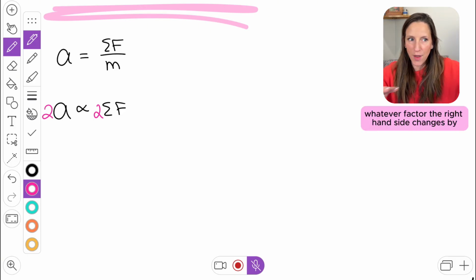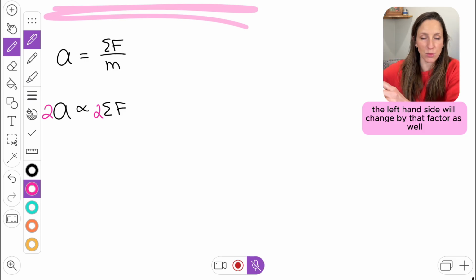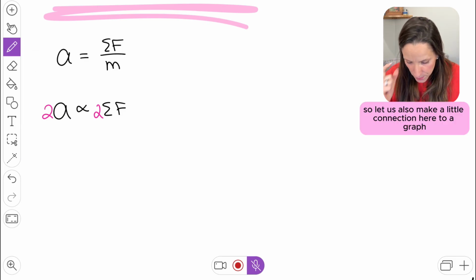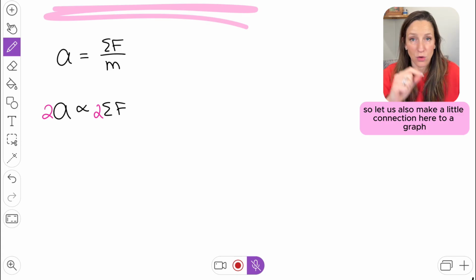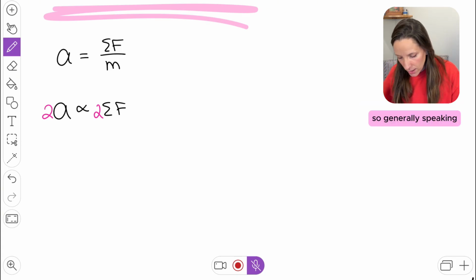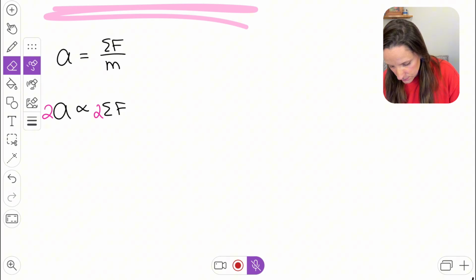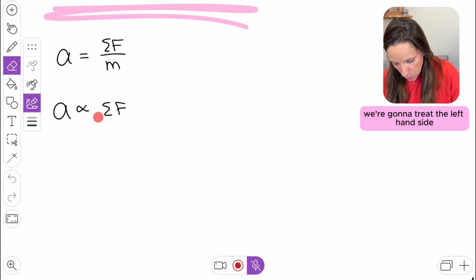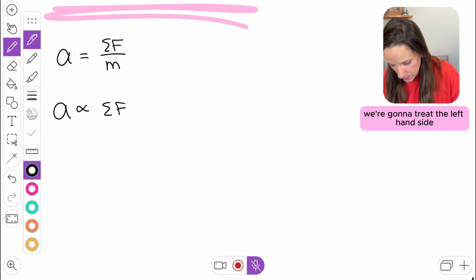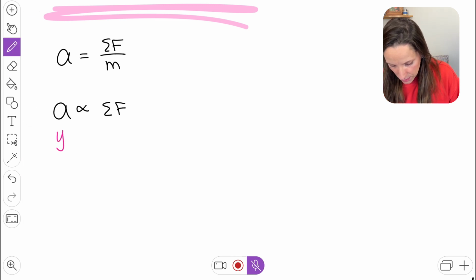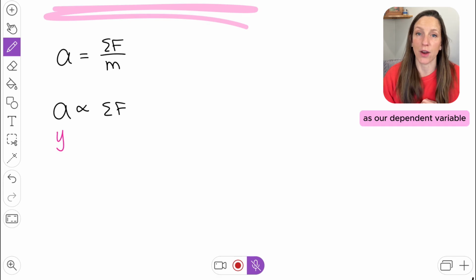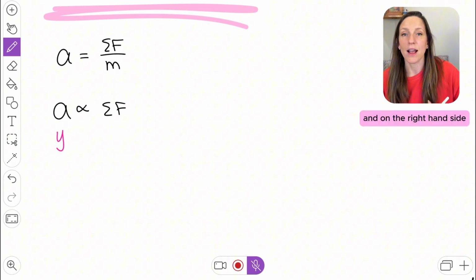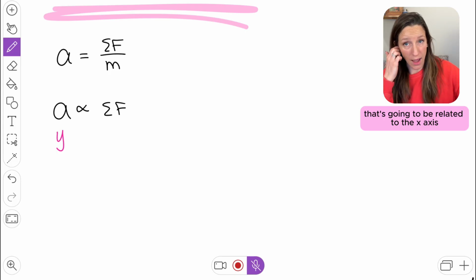So it's like whatever factor the right-hand side changes by, the left-hand side will change by that factor as well. So let us also make a little connection here to a graph. Generally speaking, when we look at this proportionality, we're going to treat the left-hand side as our dependent variable. So that goes on the y-axis in your graph. And on the right-hand side, that's going to be related to the x-axis.